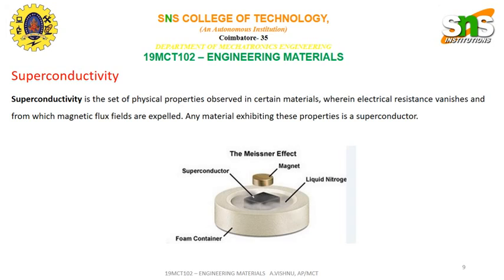Now the superconductivity. Superconductivity is a set of physical properties observed in certain materials wherein electrical resistance vanishes and from which magnetic flux fields are expelled. Any material exhibiting these properties is called a superconductor. As I have shown in the image, the container which consists of a superconductor lifts the magnet in liquid nitrogen. People call this the Meissner effect.